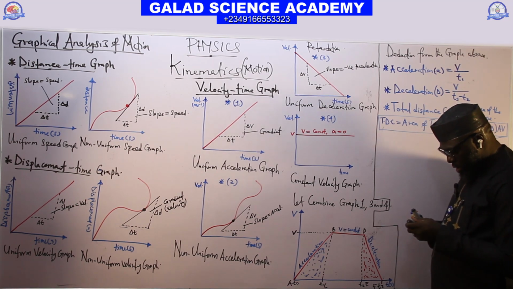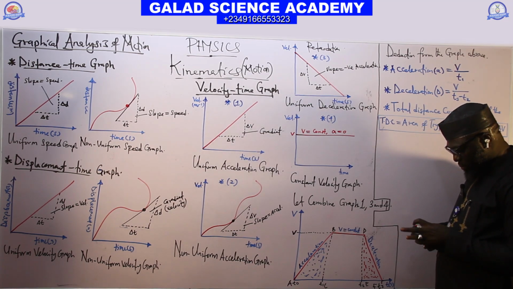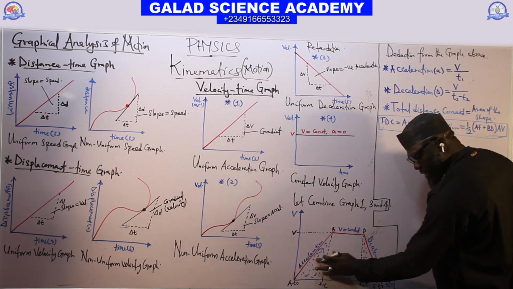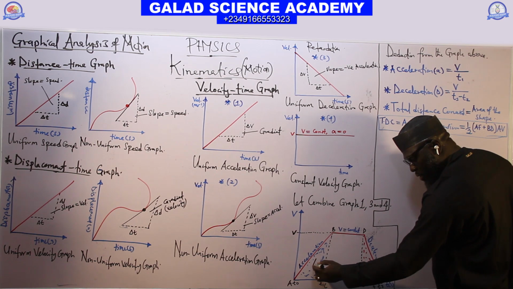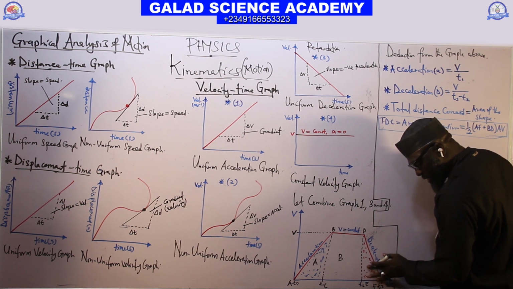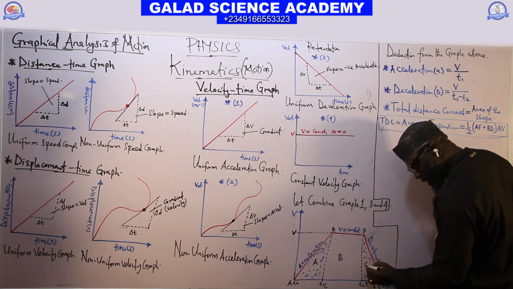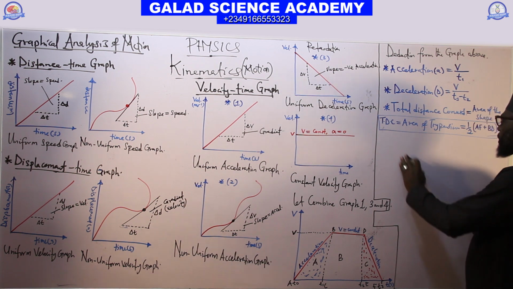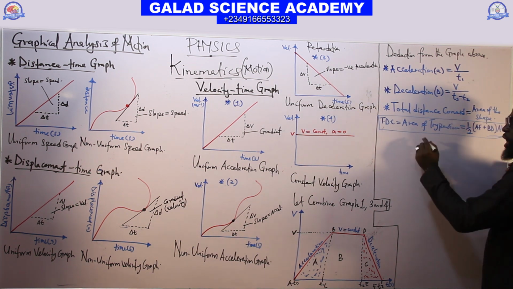Yeah. All of what? Of three what? Shape. What shape? This place is a what? A triangle. This place is a rectangle. B. This C is what? Triangle. So, another method of finding total distance covered.